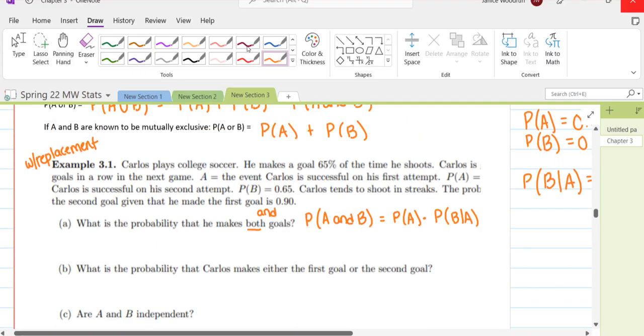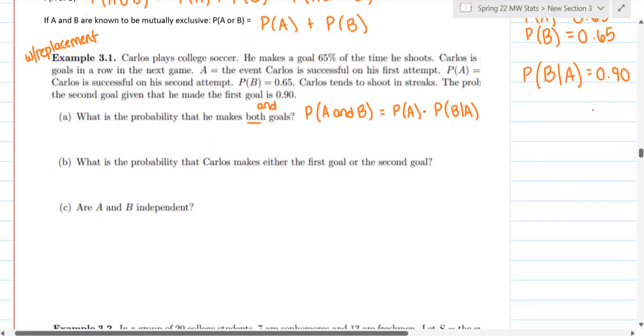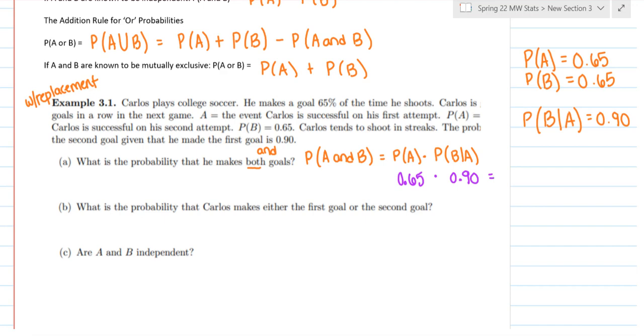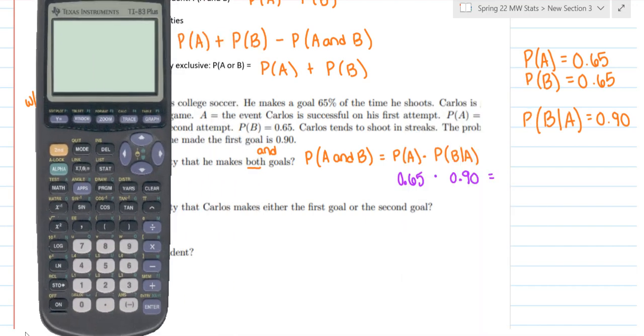Let me get a different color here. The probability of A was 0.65, times the probability of B given A, which is 0.90. We multiply those two probabilities together, and that's the probability that he makes both goals. So 0.65 times 0.90 gives us 0.585.